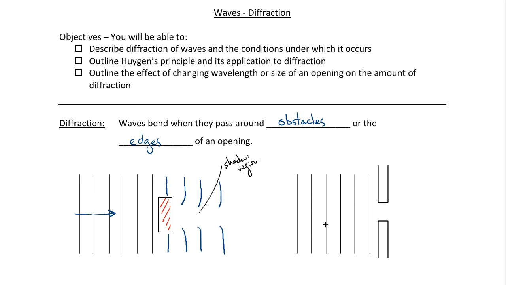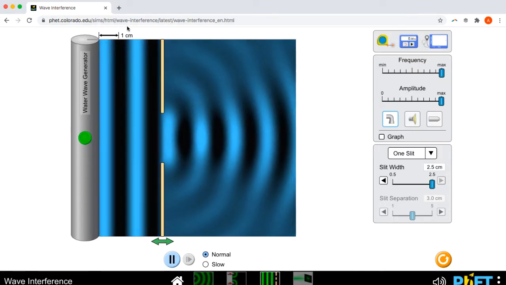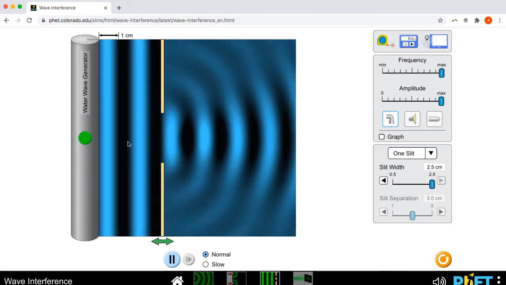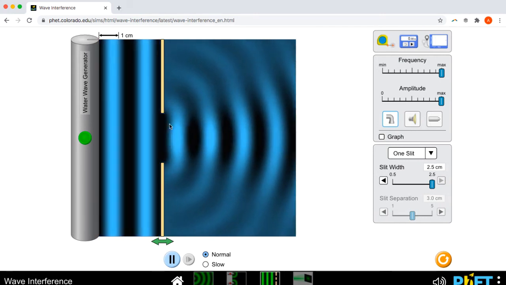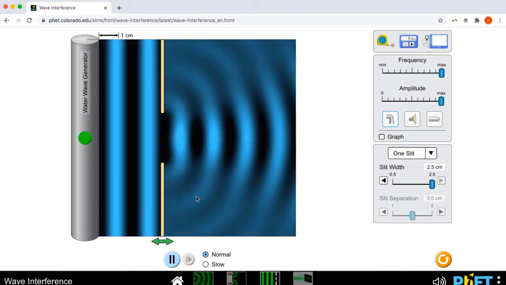You can see the same effect with wavefronts that then pass through a gap. So here we have two obstacles with a gap in between, an opening in between. Let's take a look at this in a simulation. So this is a simulation from PhET. The URL is here at the top, and we've got planar water waves moving from left to right. The bright blue is the crests, the black is the troughs, and they're passing through this opening, and you can see that they're spreading into the shadow region. They're not letting this region and this region be without waves, but rather the waves are spreading out.